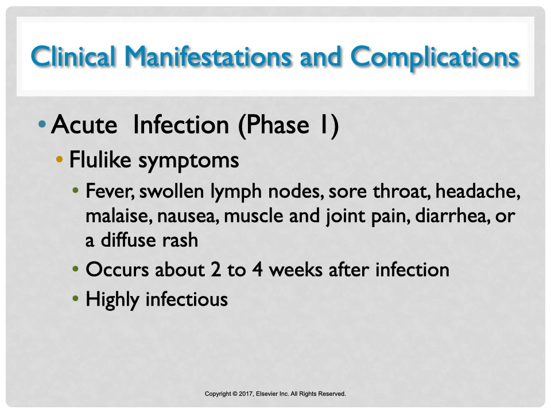So some places will phrase HIV infections as phases, and others give it the terms acute, asymptomatic, and chronic. And so I decided I'd put both phrases on your slide. With the acute infection, you get flu-like symptoms, fever, swollen lymph nodes, sore throat, headache, malaise, nausea, muscle and joint pain, diarrhea, and in some cases a diffuse rash.